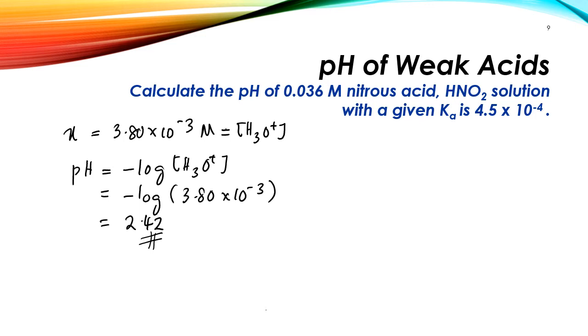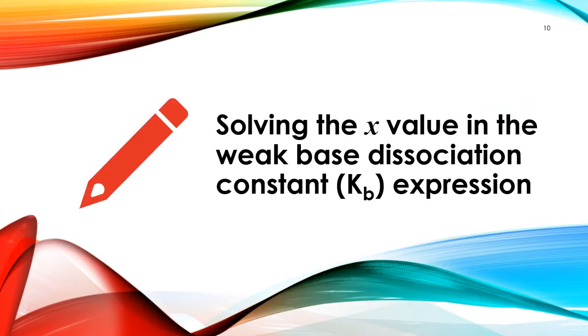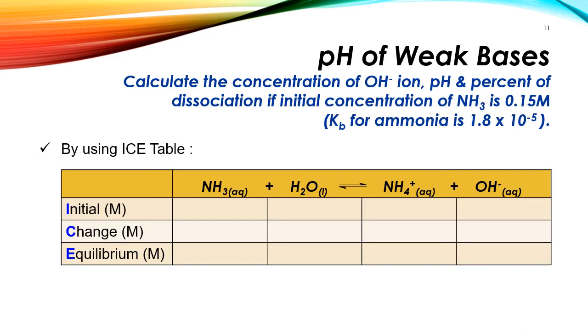Alright, so that's it. Now, how do we solve the value of x for the weak-base dissociation constant? The example question is: calculate the concentration of the OH- ions, the pH, and the percent of dissociation if the initial concentration of ammonia is 0.15 molar. The value of Kb is given as 1.8 exponent negative 5.